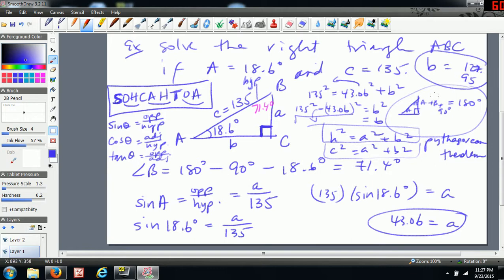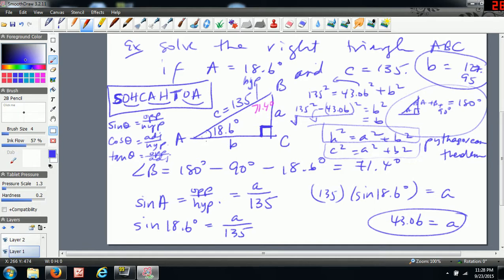Okay, so that would be our final answer. That is the easiest way to solve it. I wouldn't use another trig. You could solve side B using another trig setup, but I find if you can use the Pythagorean Theorem, it's always just easier to do that. So you would take the root of this number, and when you do, you should get 127.95 for B as your final answer.